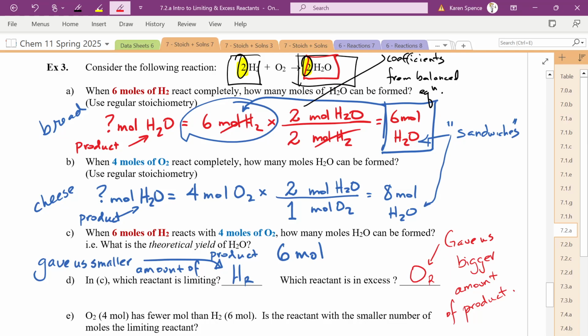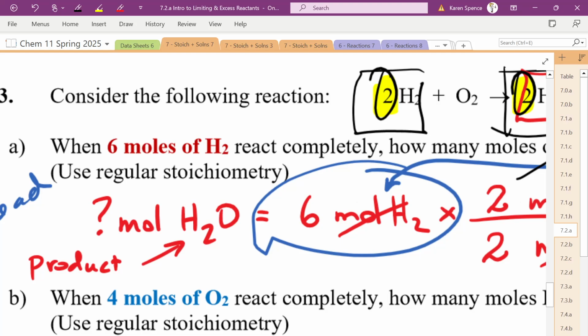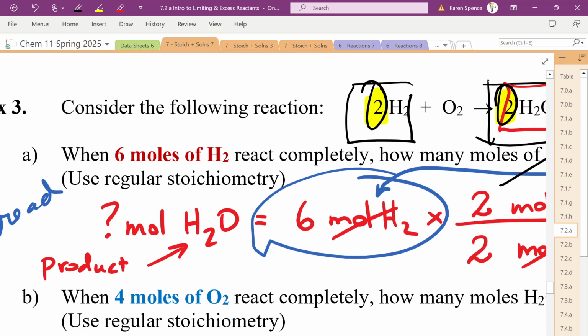And the reason I chose this particular example is because I wanted to show you something, because many times people will look at the original numbers. They'll say, I have more moles of H2 than I have of the O2, therefore O2 must be limiting. But that is absolutely 100% not necessarily true. You cannot look and say, whichever reactant has the smaller amount, that's my limiting reactant. That would be wrong, okay?